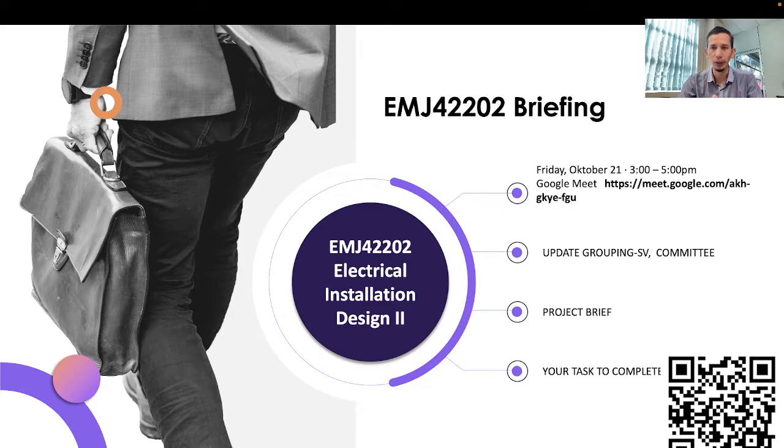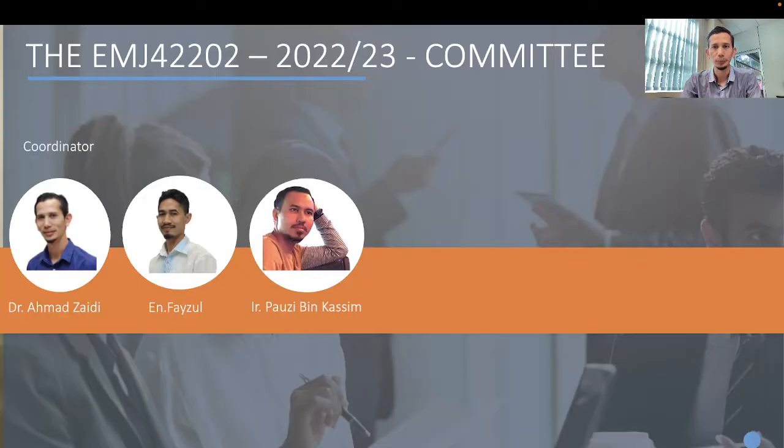First I will update the grouping, which is we still have 34 groups, and this semester we propose a new concept, which is every group will have a specific supervisor. The supervisor will assess the group and make sure that the group must see your supervisor in order to get 25 marks. And the best part is you must know what your tasks are to complete for this semester.